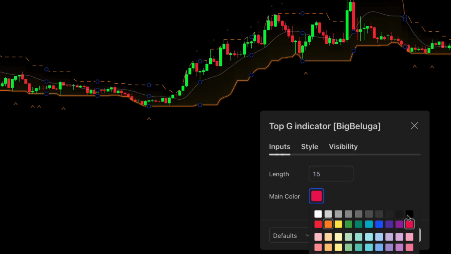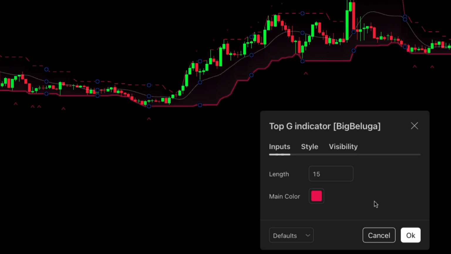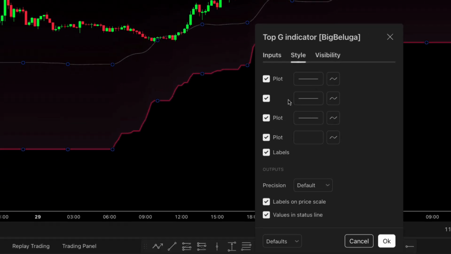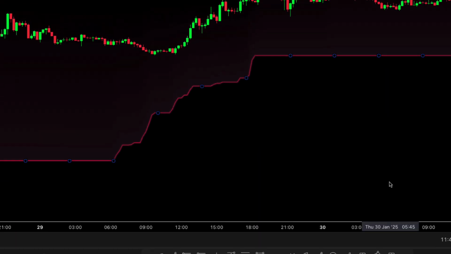Then here we have an option to change the main color of the indicator. For me, I'm going to change it to this bright pink for better visibility. The length is going to remain at 150. Then on this Style tab, I'm going to disable the midline for a cleaner look. After that, click OK.